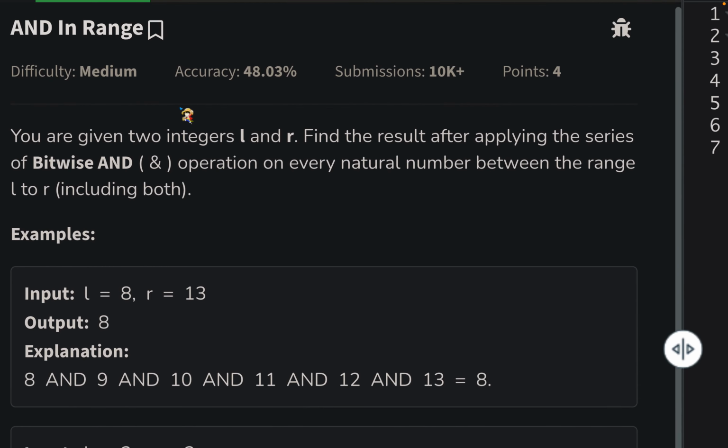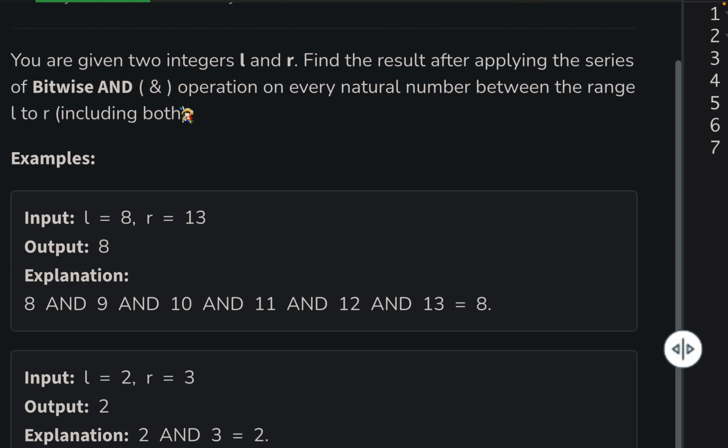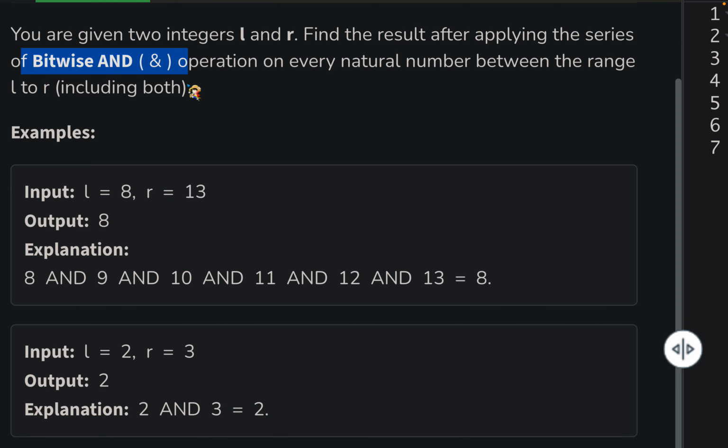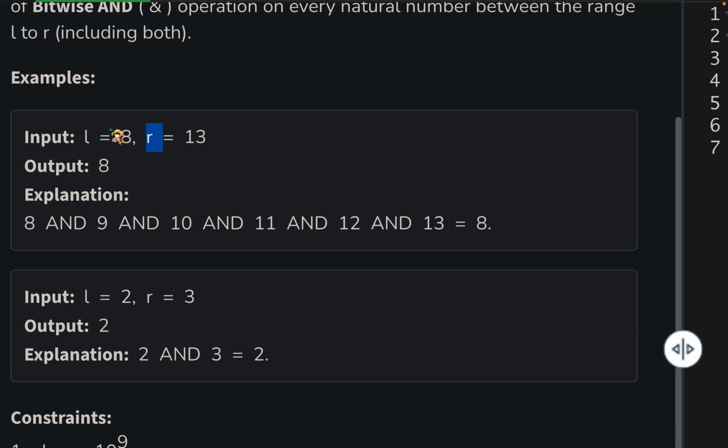It says AND in a range. So we are given a range from L to R, and we need to find the result after applying a series of bitwise AND operations on every natural number between the range L to R, including both L and R as well. So we are provided with a few examples.